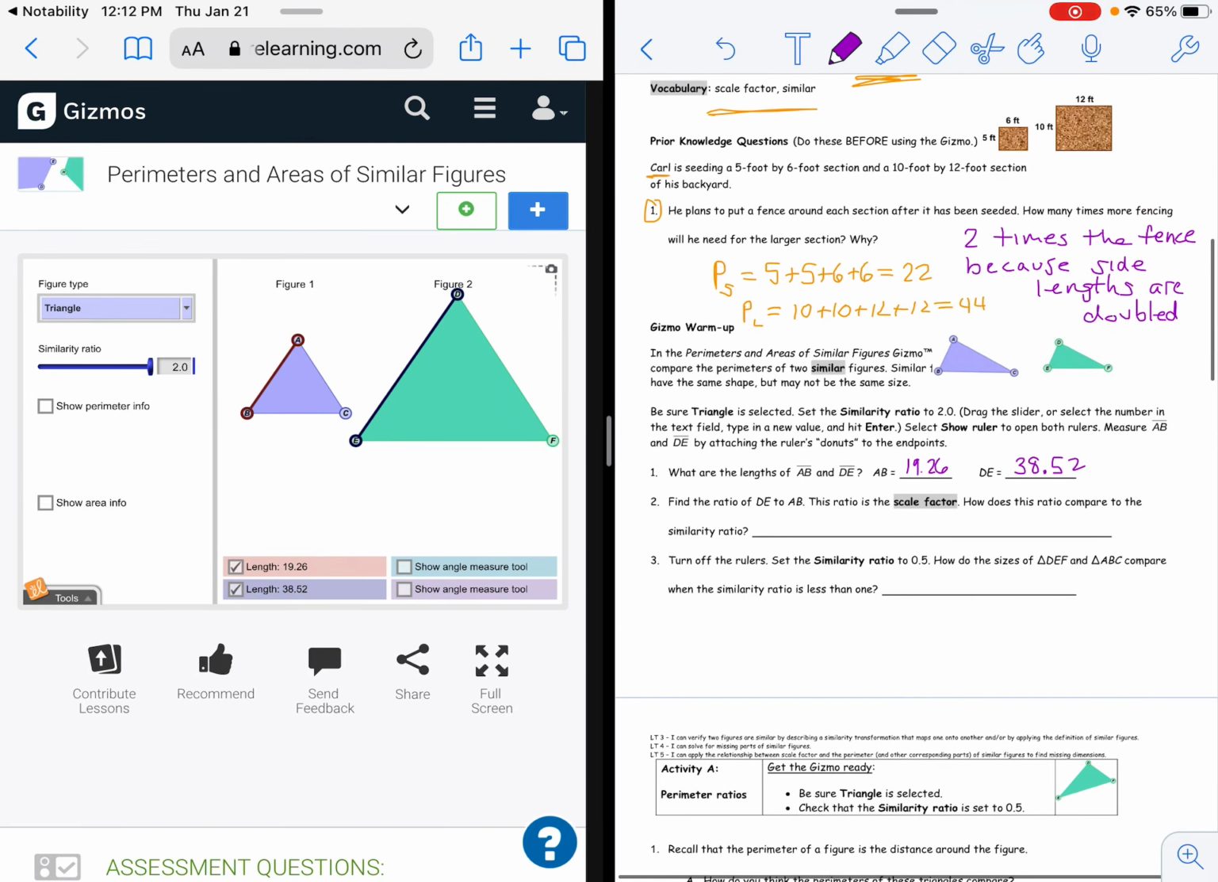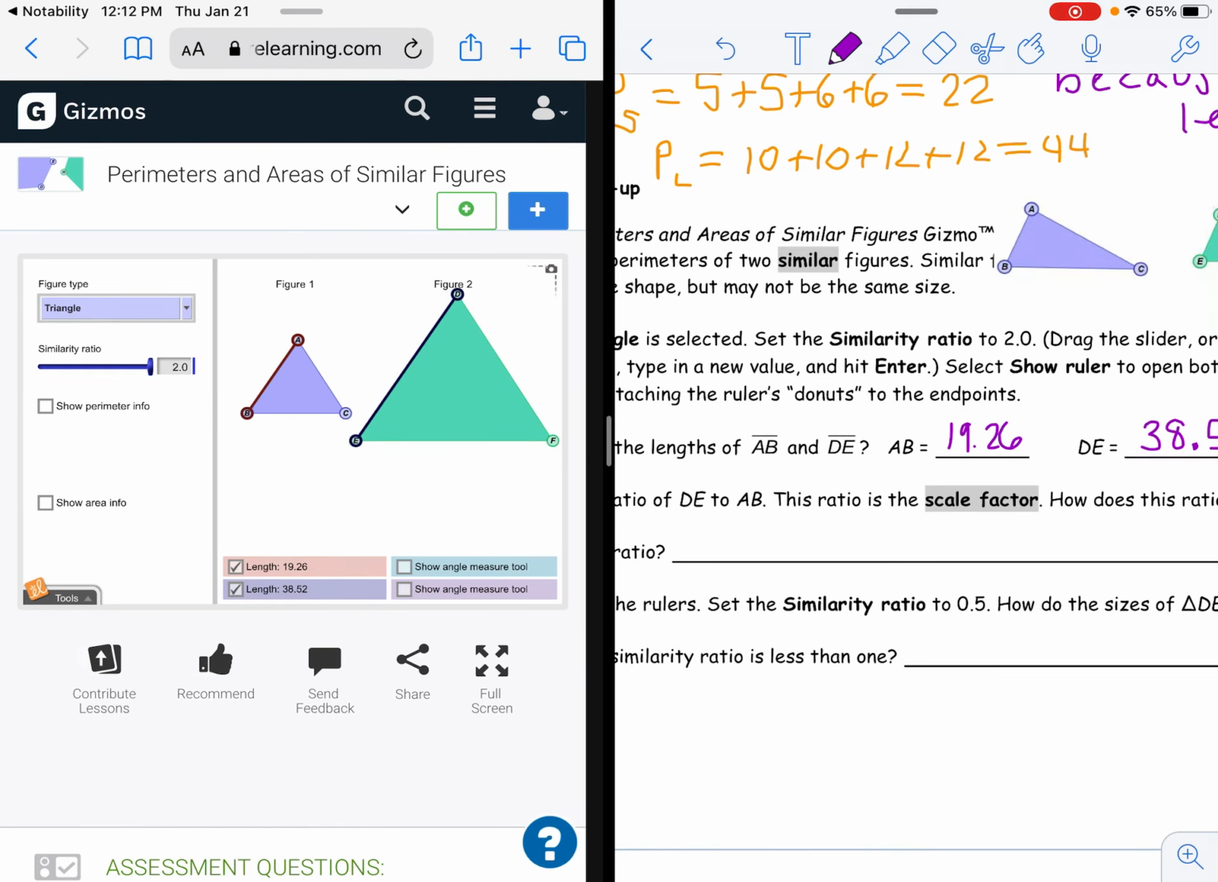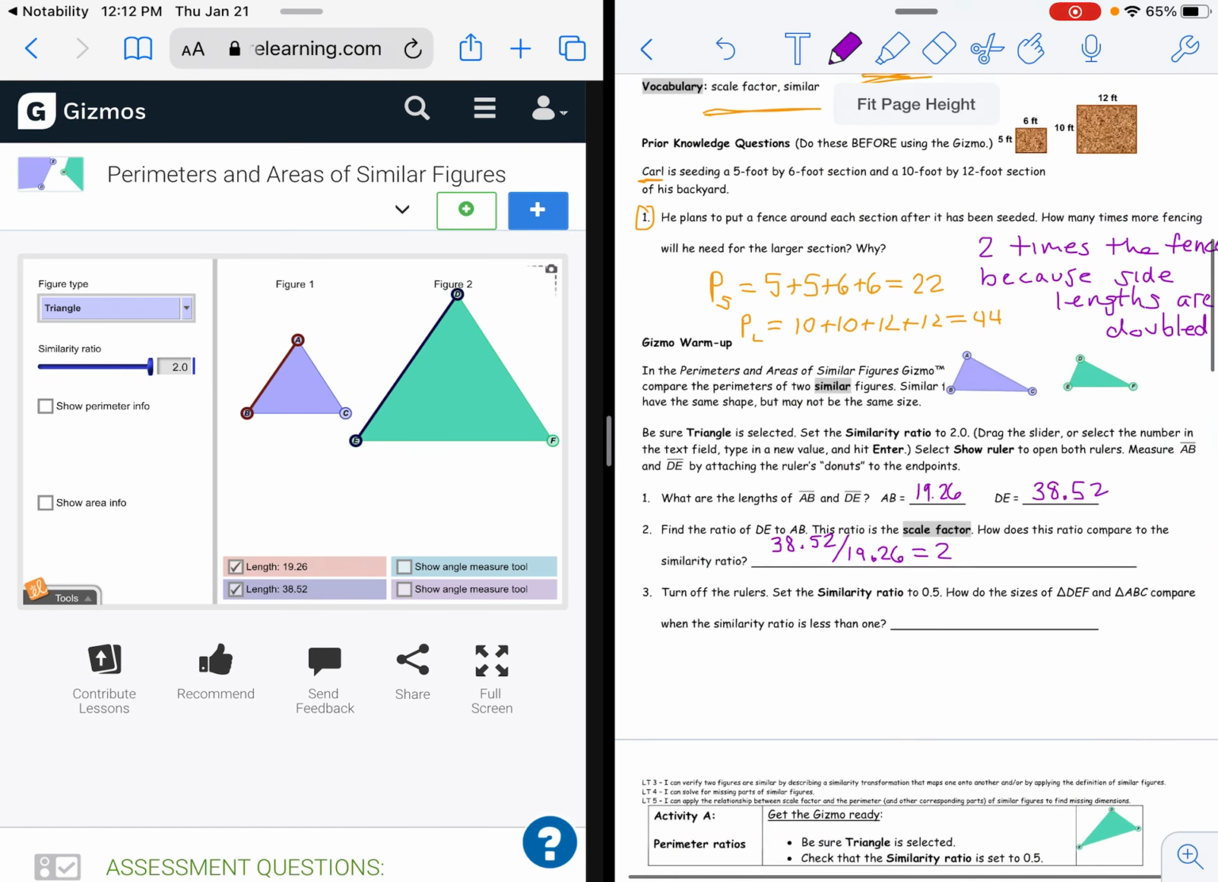Alright, so what are we doing right here? Find the ratio of DE to AB. Well, we're just going to divide them. 38.52 divided by 19.26, and it's 2. So this was just emphasizing that the scale factor, ratio, enlargement, all that stuff, it's all intertwined. The similarity ratio is 2, the scale factor is 2, so on and so forth.